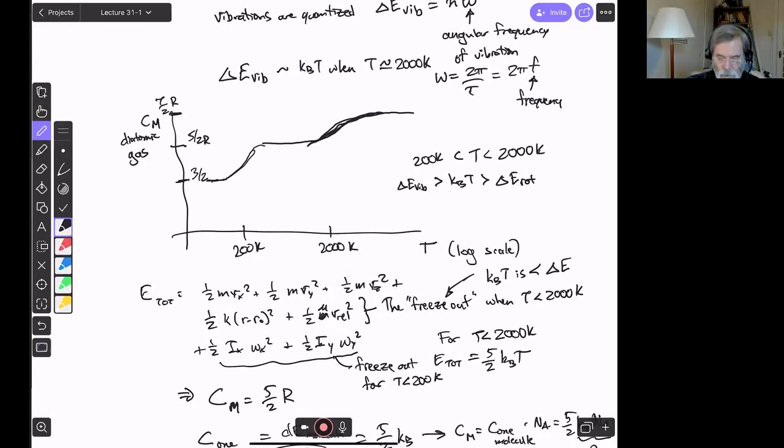So now we have a powerful prediction for how the heat capacity varies with respect to temperature. And if you measure this, this is what you get. The transition temperatures do depend on the details of what molecule you're talking about, but the levels at each plateau are universal for all diatomic molecules.